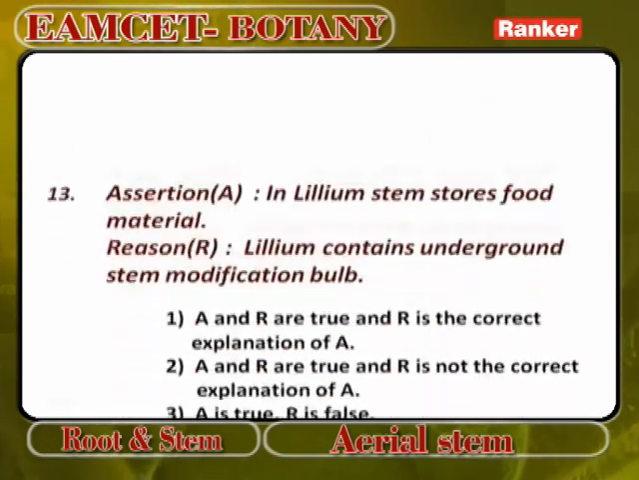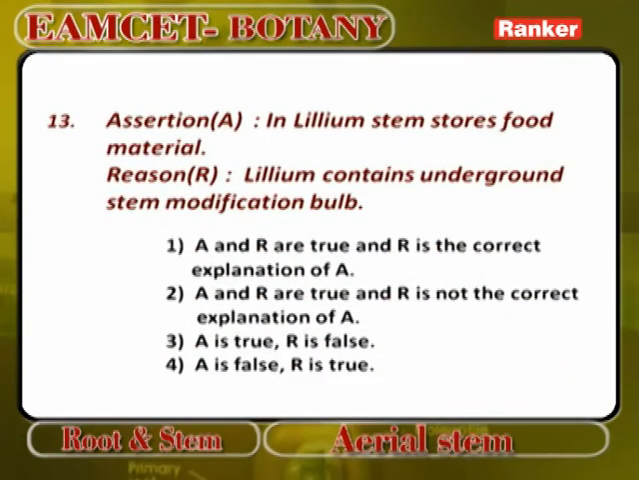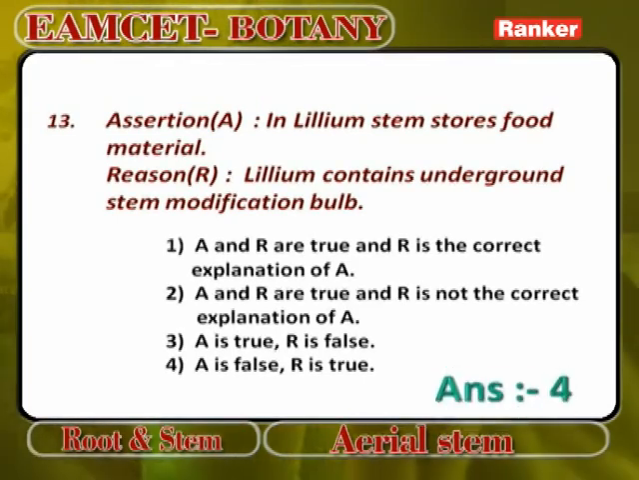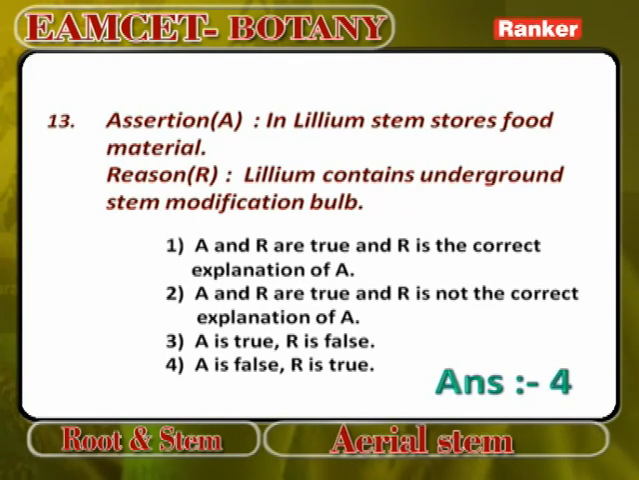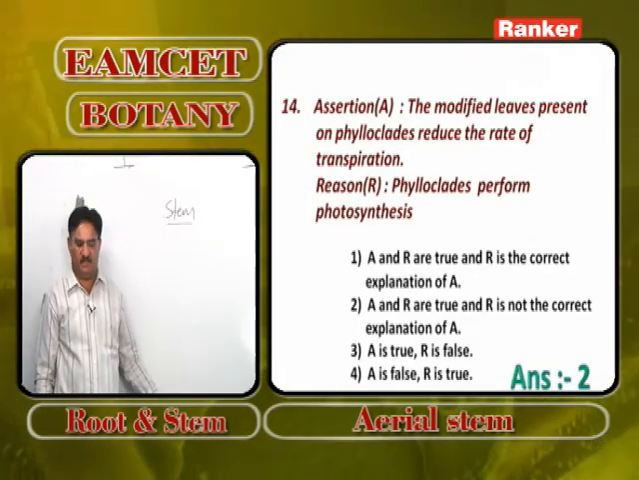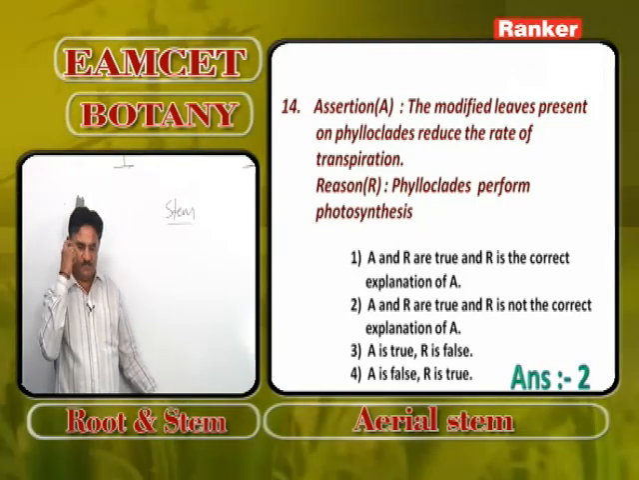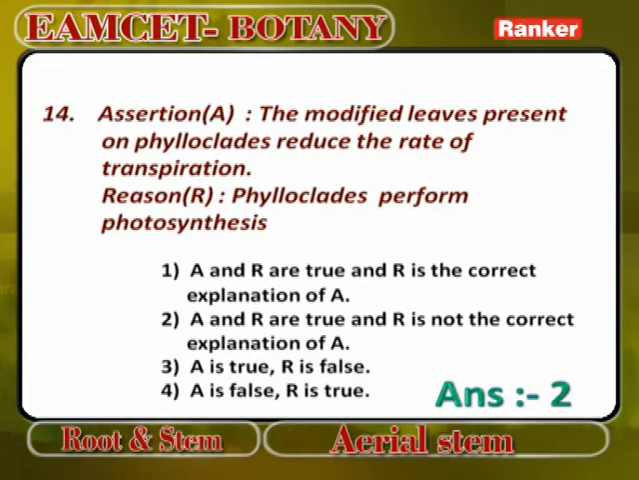Next, in Lilium, stem stores food material. That is wrong. So A is false, R is true. Lilium contains underground stem modifications like bulb. Next, assertion reasoning: the modified leaves present on phylloclads reduce the rate of transpiration, which is correct. That is scales. Phylloclads perform photosynthesis. Both are not related. So A and R are correct, but R is not the correct explanation of A.